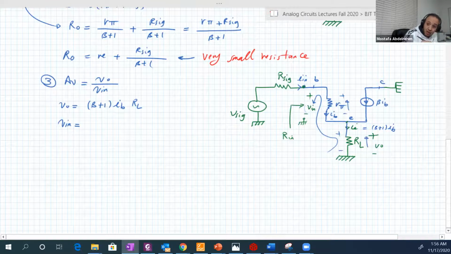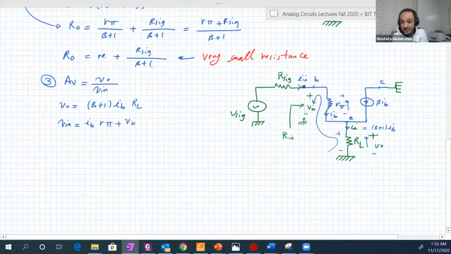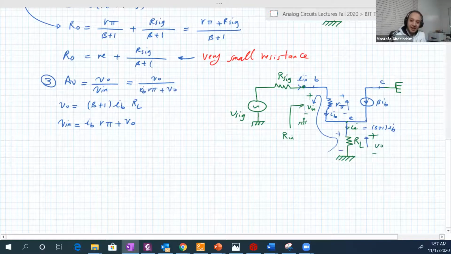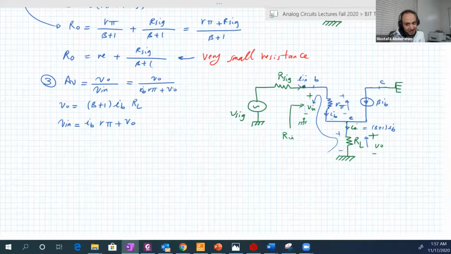So I will write it in that way now. It's IB R pi plus VO actually. The voltage across RL is VO. So before I continue, I will just write this here. VO is VO, and V input is IB R pi plus VO. And before we continue now, we know that AV is less than 1.